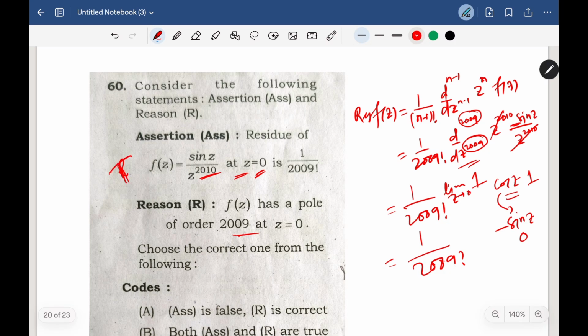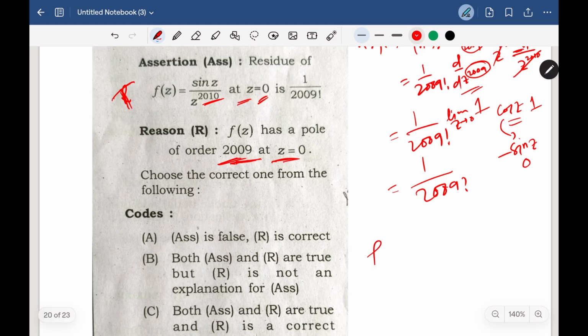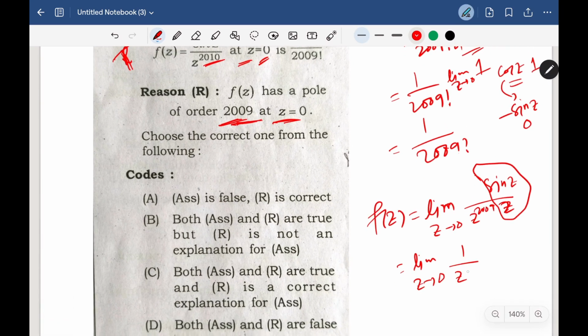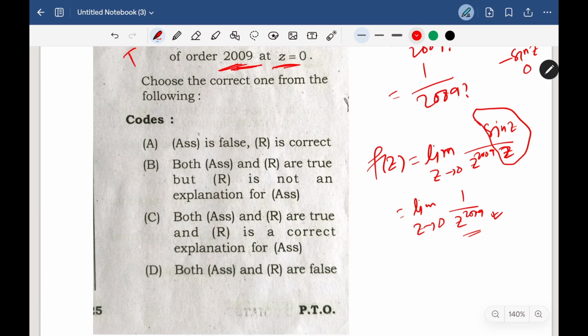So the assertion is true. Now the reason: f(z) has a pole of order 2009 at z = 0. So why does it have a pole of order 2009? We can write f(z) as sin z by z times 1 by z to the power 2009, in the limit z tending to 0. The limit of the first part is 1. So the final is the limit z tending to 0 of 1 by z to the power 2009. So this is a pole of order 2009, and the reason is also true. So both assertion and reason are true, and R is the correct explanation of the assertion. So option C will be correct.